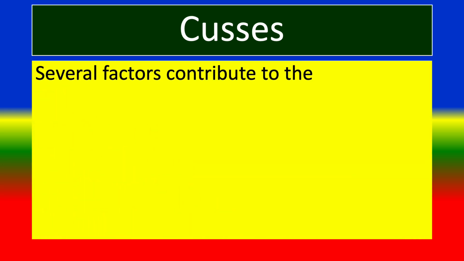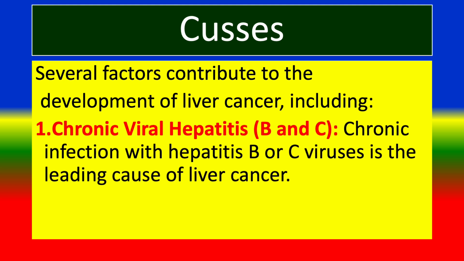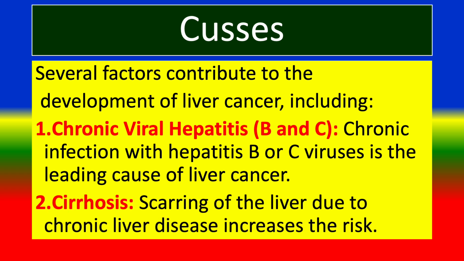Causes. Several factors contribute to the development of liver cancer, including 1. Chronic viral hepatitis B and C. Chronic infection with hepatitis B or C virus is the leading cause of liver cancer. 2. Cirrhosis, scarring of the liver due to chronic liver disease, increases the risk.